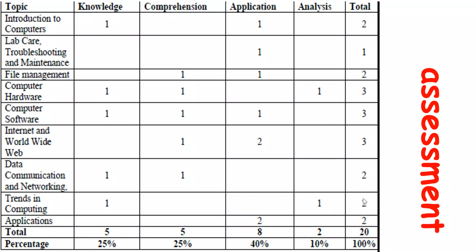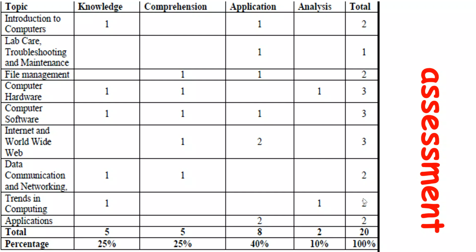When it comes to Internet and World Wide Web, you will find 1 question on comprehension, 2 questions on application. Total 3. Data communication and networking, 1 question on knowledge, 1 question on comprehension. Total 2. When it comes to system security, ethical issues and emerging technologies, 2 questions, 1 on knowledge and 1 on analysis. Total 2. So you will find that knowledge contributes 25% because of the 5 questions. Then comprehension contributes also 25% because of the 5 questions.